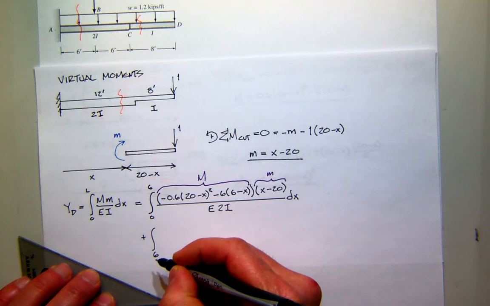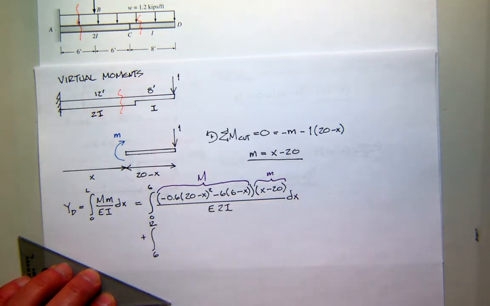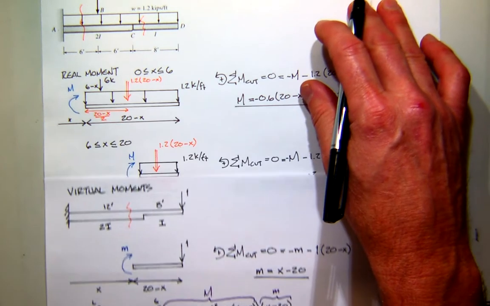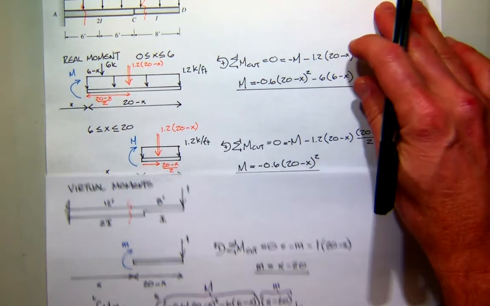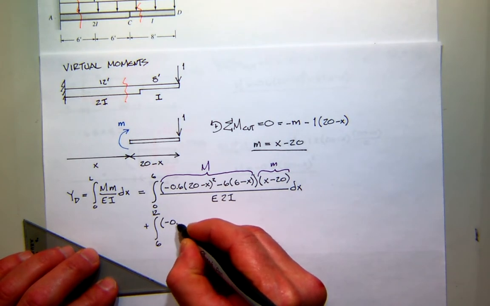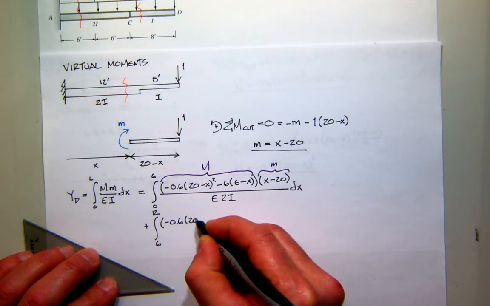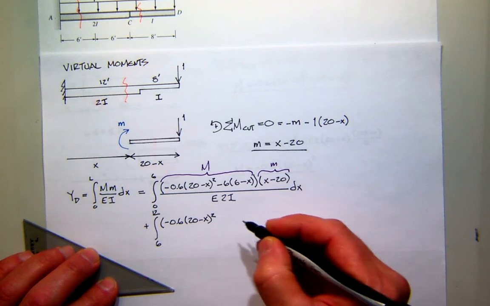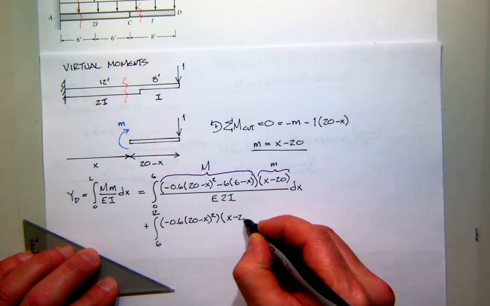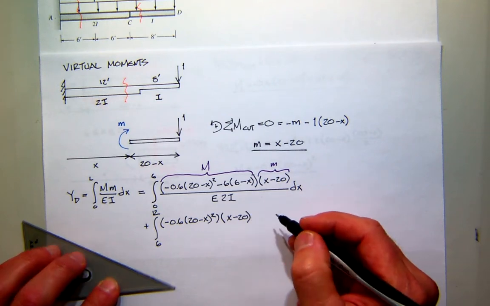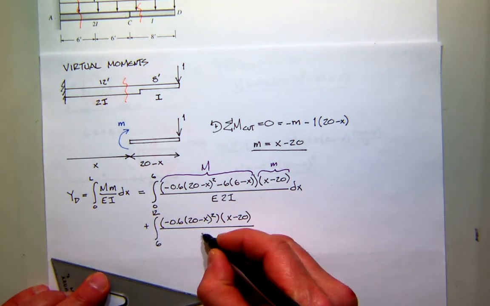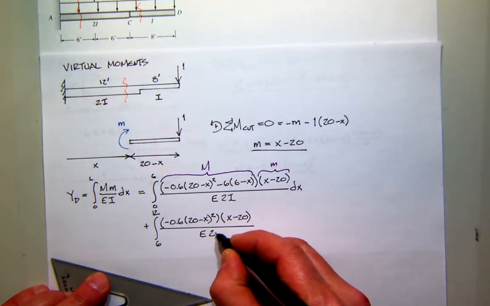from 6 to 12. And what do I integrate? Well, I have a second moment equation, which you remember is over here. So my real moment now will be minus 0.6 times (20 minus x) squared. And what's my virtual moment? Still the same, x minus 20. And that is also divided by 2EI.